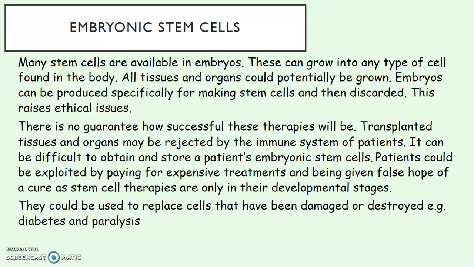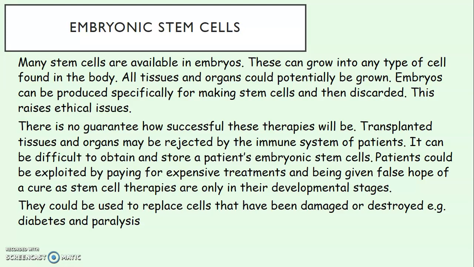So embryonic stem cells. Many stem cells are available in embryos, and these can grow into any type of cell in the body. That means that all tissues and organs could be grown. So that's a really, really good thing. Now, embryos are produced specifically for making these stem cells and then they're discarded. This raises ethical issues because what you are doing is growing a potential life and then using it for making these cells. So a lot of people disagree with the use of embryonic stem cells.